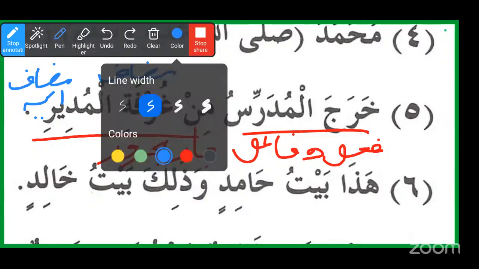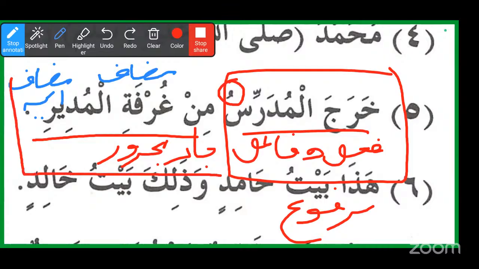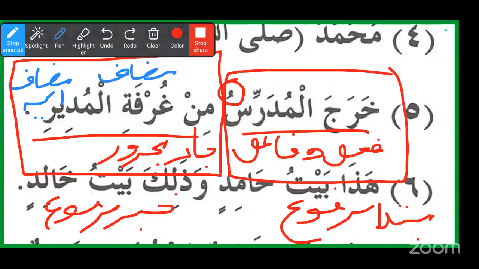The whole thing, kharajal mudarrisu, is fi'l and fa'il, which is marfu. Why? You can see the dhamma on top of fa'il. The whole thing, minal ghurfatil mudiri, from the principal's room, is also marfu. Why? Because it is the khabar. Mubtada is also marfu and the khabar is also marfu. In the khabar marfu, we have two tarakib: jar majroor, and mudaf, mudaf ilayh, combined together. We can take a screenshot if you want to.